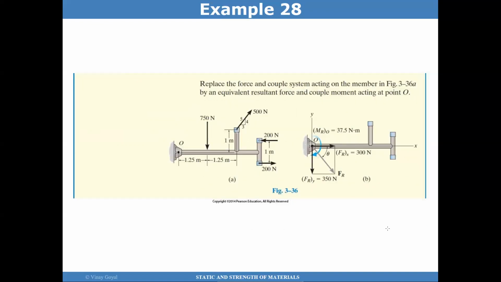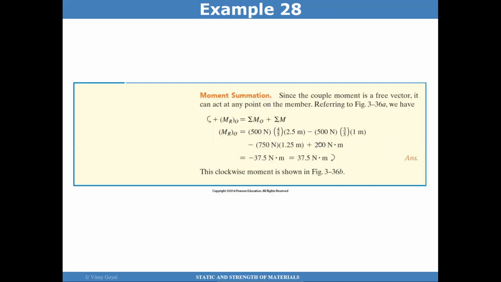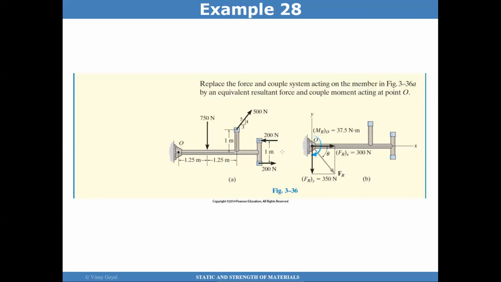One thing we notice is that this force and this force form a couple. So that's 200 newtons times 1 meter. A couple is a free vector, so you can put it on O if you want. And that's exactly what was done here. You can see 200 newton meters contributes to the moment. You have these other terms, and that follows the same approach we discussed.